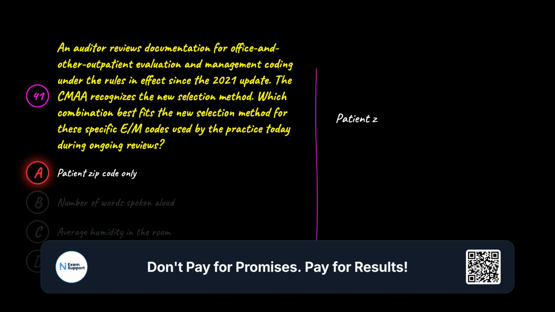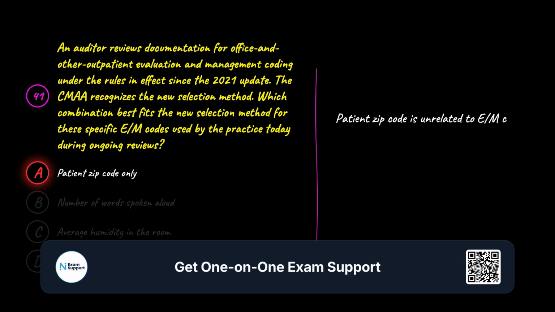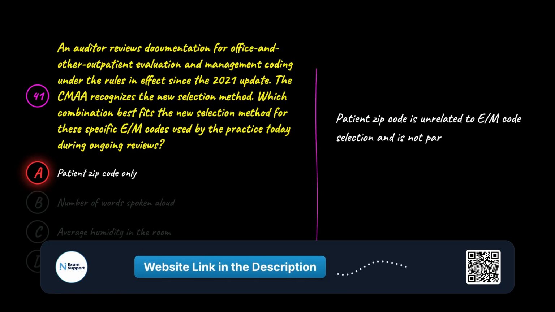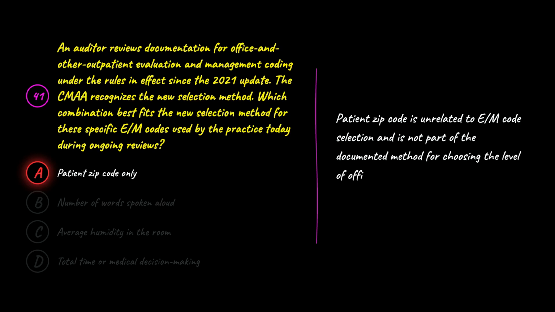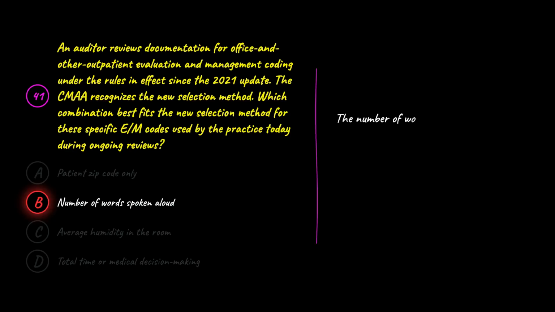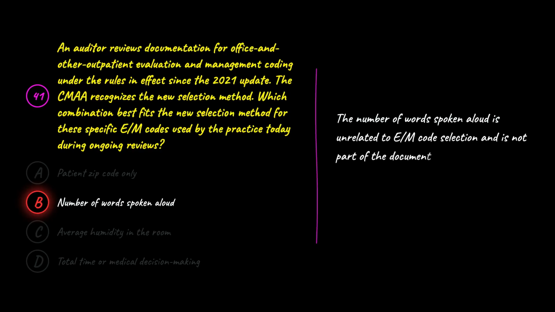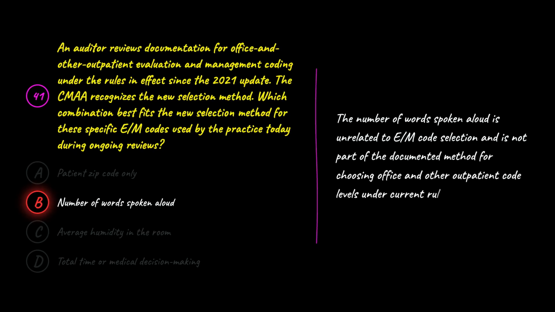A is wrong because patient zip code is unrelated to E/M code selection and is not part of the documented method for choosing the level of office and other outpatient codes under the current rules. B is wrong because the number of words spoken aloud is unrelated to E/M code selection and is not part of the documented method for choosing office and other outpatient code levels under current rules.